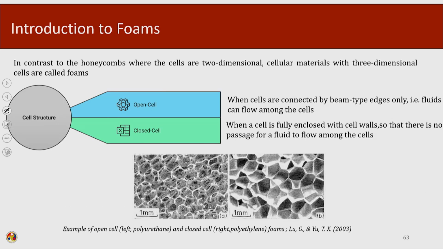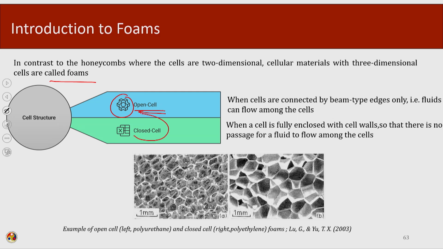Now we look into the other material which is called foam. Foam has a different behavior than the honeycomb structures. In contrast to honeycombs where the cells are two dimensional, these cellular materials have three dimensional cells, and this three dimensional cell configuration is called foam. It has an open cell structure when cells are connected by beam type edges only, so that fluid can flow among the cells.